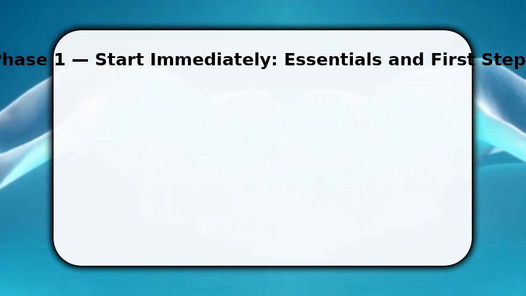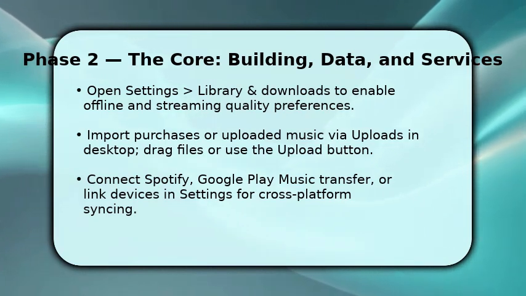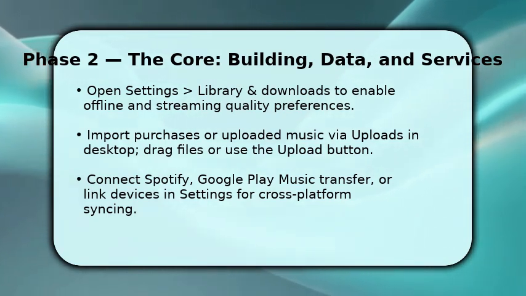Now configure how YouTube Music behaves. Open settings and choose streaming quality and download preferences so tracks use the right data and storage.